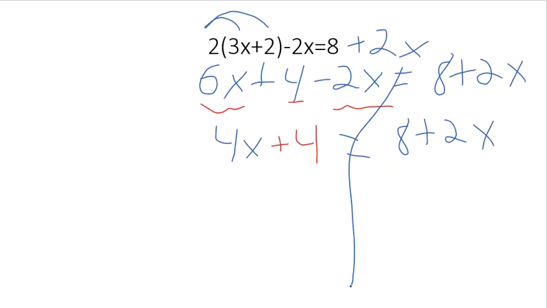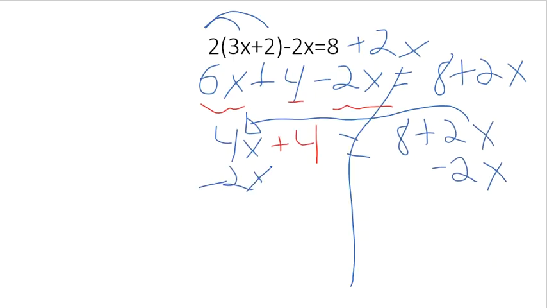Now we need to get all of our variables on the same side. I've decided I want to move my variables to the left. You're more than welcome to move them to the right. Just make sure you know where you're going. So if I have a 2x on the right side, to move it to the left, do the opposite, which is subtracting 2x from both sides. 2x minus 2x is 0, so I'll cross it out. 4x minus 2x leaves you with 2x. I'm just going to write out what's left over. So plus 4 equal to 8.